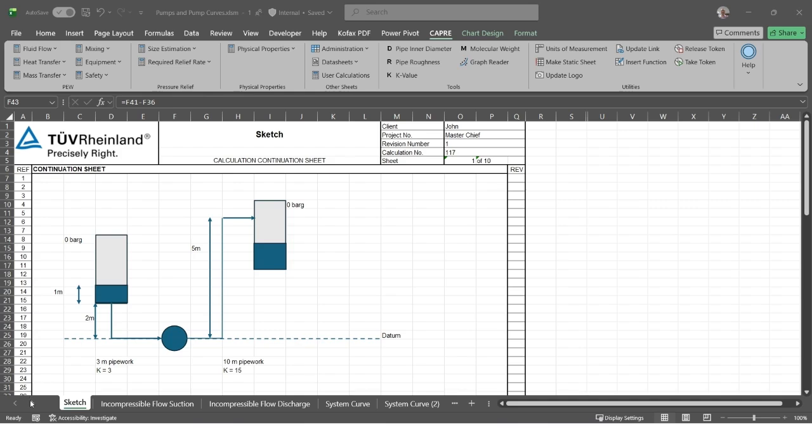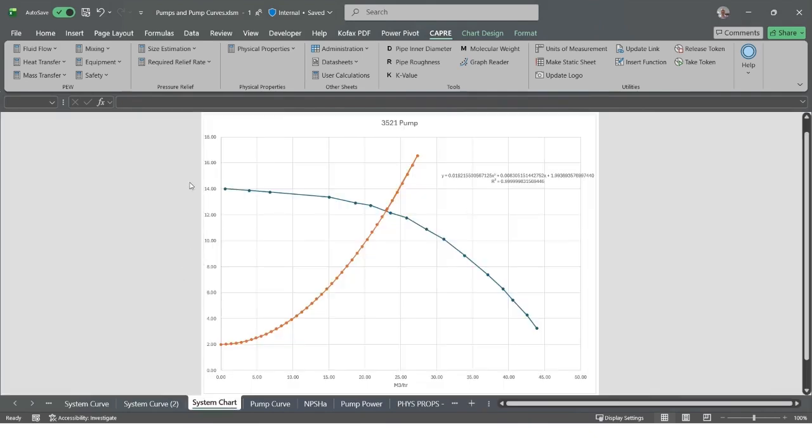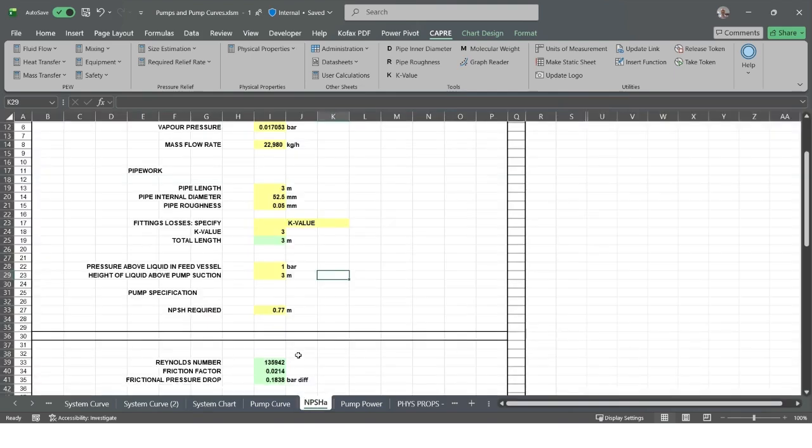Where we got to at the end of the last 5 minutes short was we've got our system curve. So we can see our pump curve, we've got our system curve, and where the two meet, we've got our duty point. So a couple of things we might want to then think about. One would be our NPSH, and the other one might be our pump power.